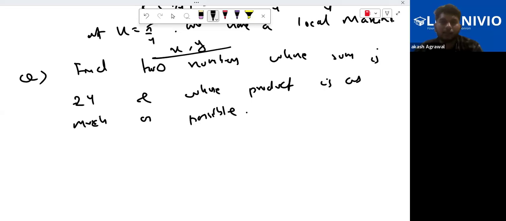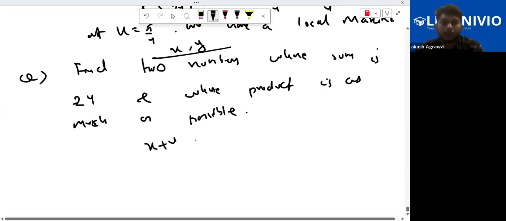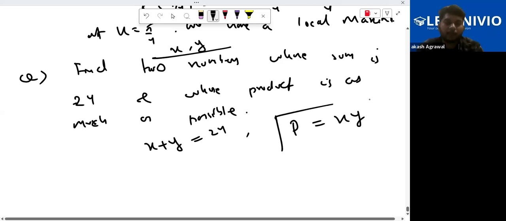Two numbers x and y whose sum is 24. So one equation is x plus y is 24. Whose product is maximum? So let's say P, product is xy. We have to maximize this. So whatever we have to maximize, we will differentiate and use the technique in this function.